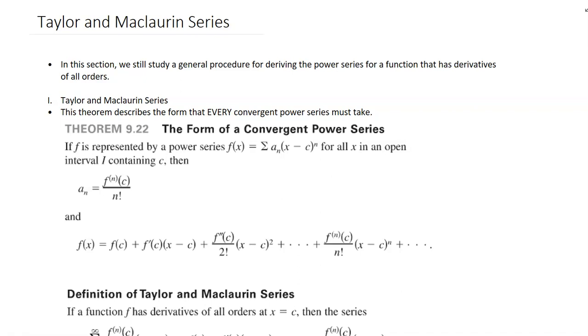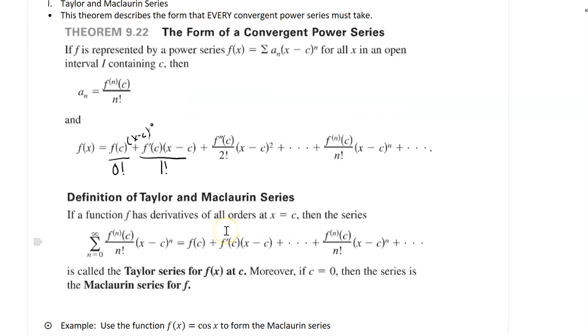And of course the implication here is that this term is divided by 1 factorial and this one is divided by 0 factorial, and you have x minus c to the 0 power. So it's taking that form all the way across, you just don't really see it in the first two terms. And this is actually the definition of the Taylor series for f of x at c.